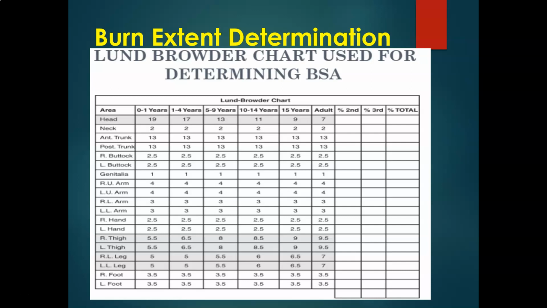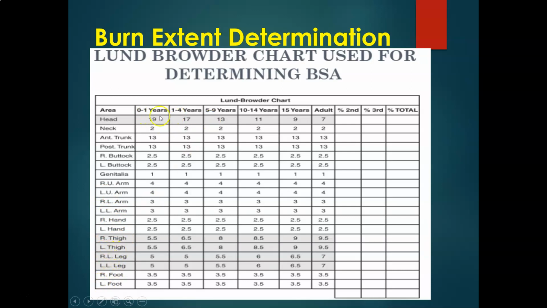Okay, but this would take time, by the way, especially if you're going to assess your client cephalocaudally, because look at the areas on this side here. You have head, neck, anterior trunk, posterior trunk, right buttock, left buttock. All areas are actually specified. So this is how it is when you do your Lund-Browder chart determination of your BSA.